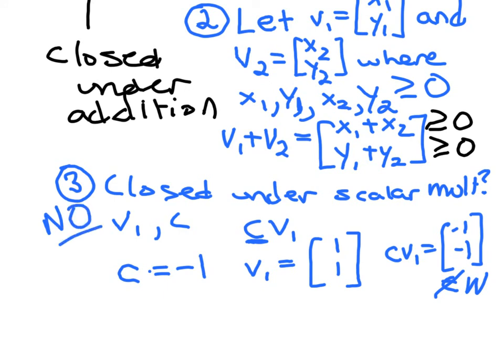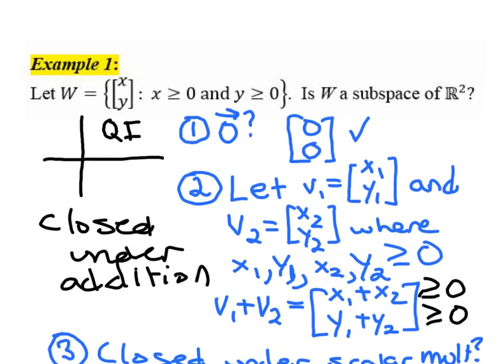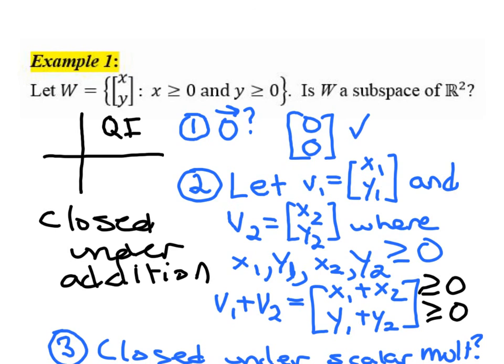And since we cannot say that all three conditions are met, since this condition fails, this is not a subspace of R2. The answer here is no, because the closure under scalar multiplication fails.